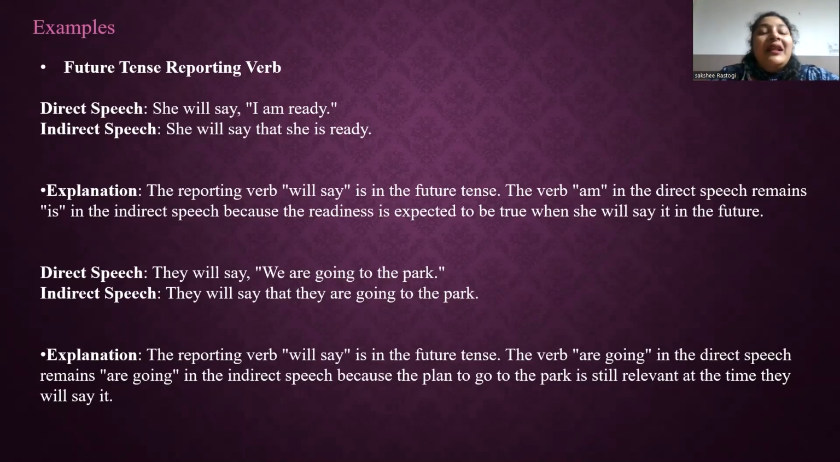Now, second is will exclaim. In direct speech, it shows what a wonderful day. So in indirect speech, he will exclaim that it's a wonderful day. Next is will tell. In direct speech, I will meet you at 5 p.m. In indirect speech, they will tell us that they will meet us at 5 p.m.